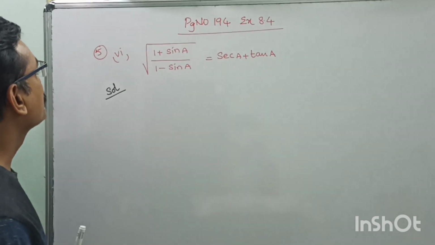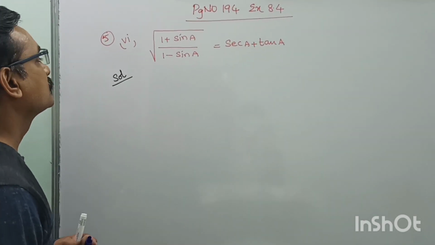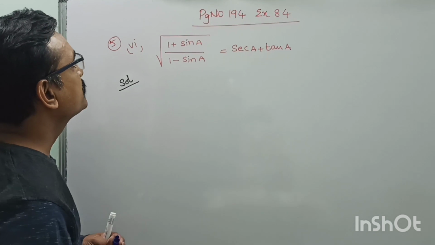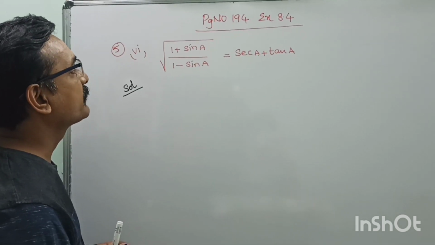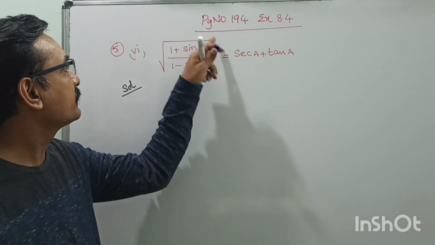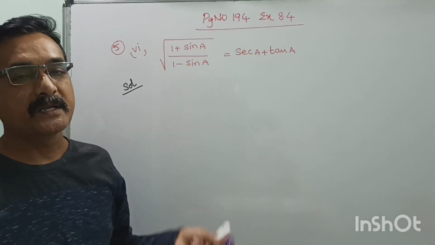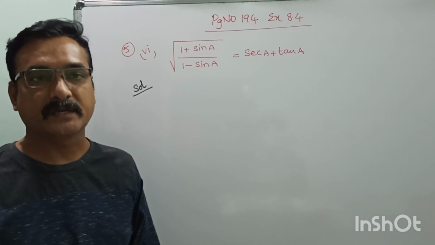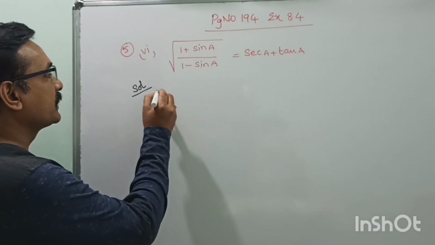Exercise 8.4, question number 5, Roman numeral 6. The given question is the square root of (1 plus sin a) by (1 minus sin a). This is one type of very important model. Whenever you identify a square root like this, we immediately have to rationalize the denominator. So take LHS.